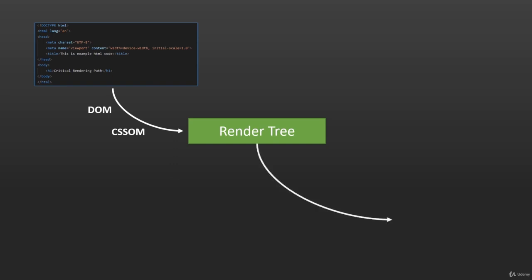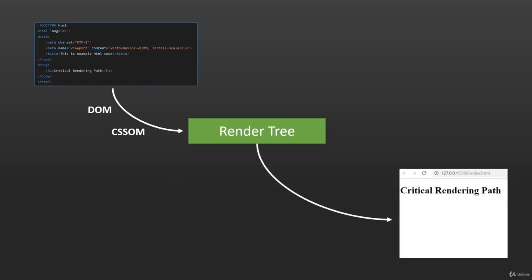And what's our next goal? Well, the next goal is to actually display that data on a screen. In our case, we've got an H1 tag called critical rendering path. That needs to be displayed onto our browser. How does that happen? We've said the first step is to construct this render tree.